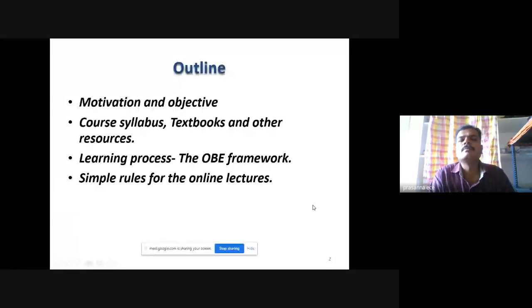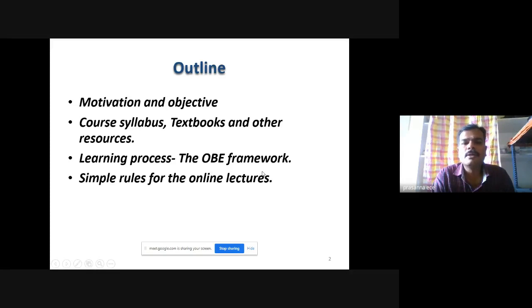Okay. So now I'll give a brief outline of what the discussion in this session is going to be. First we'll set the motivation and objective for studying this particular subject. We are going to study probability and random process, so what is the motivation for an electrical engineer, or electronics and communication engineer, to study this subject? Then we'll move on to the course curriculum, like the syllabus, the textbook that we are going to use, and other online resources which will be useful for studying this course.